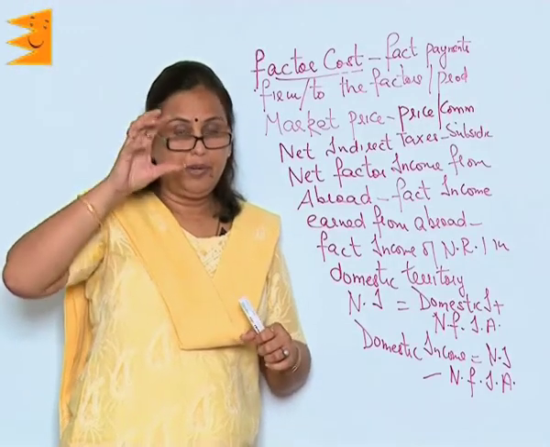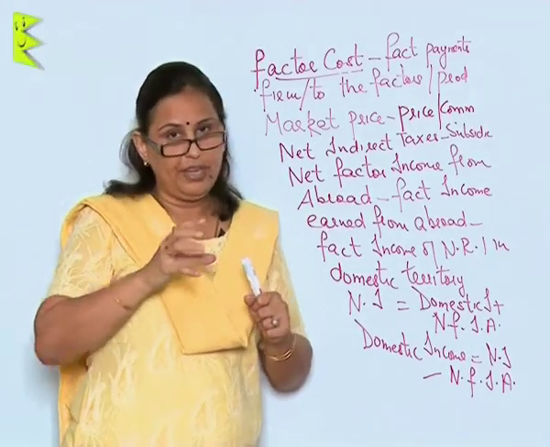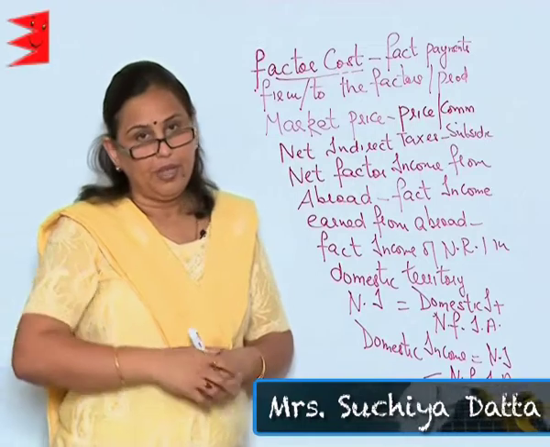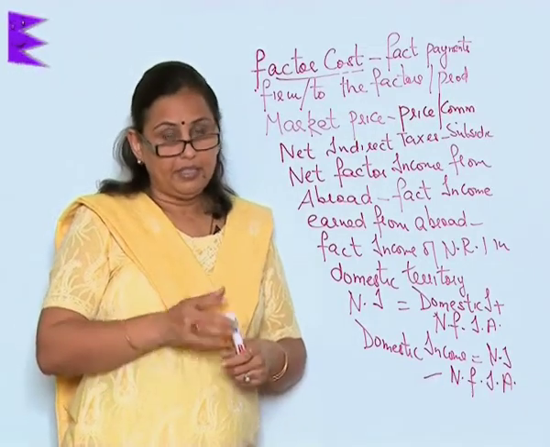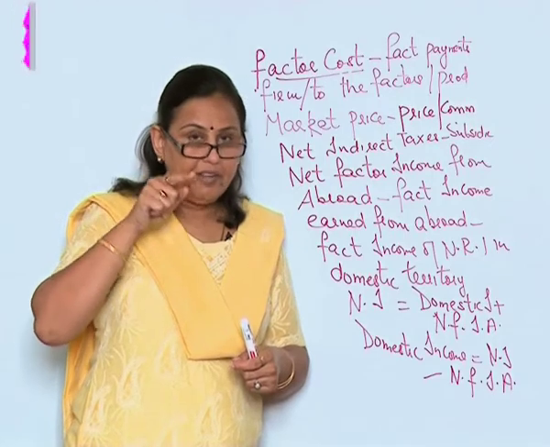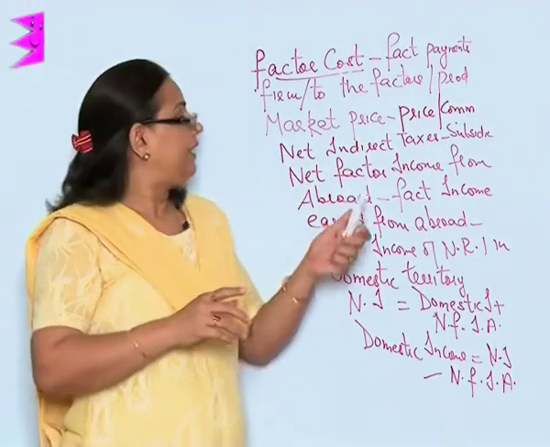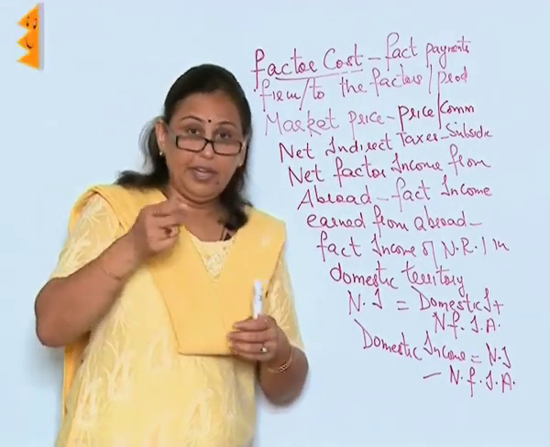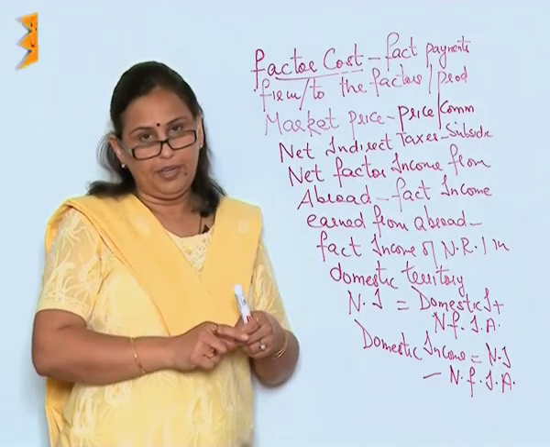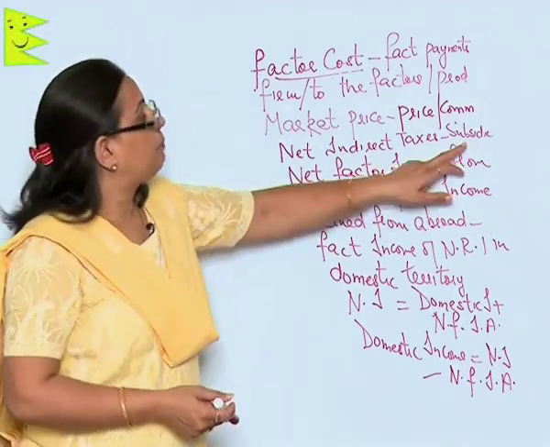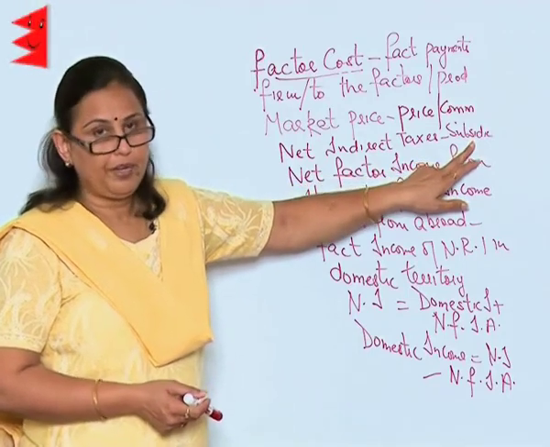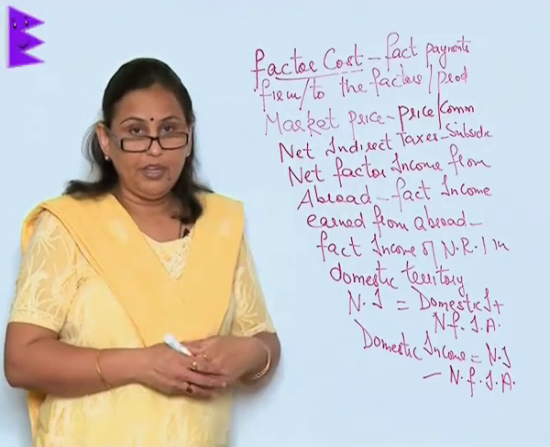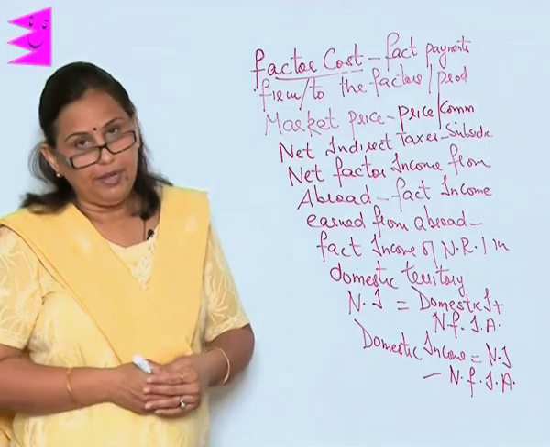Now, when a particular thing is manufactured, as I said, the entire cost of production gives me the factor cost. But when it is sold in the market, sometimes taxes are levied on those commodities, called the net indirect taxes. This will increase the price of the commodity, but sometimes a subsidy is also given to a commodity.